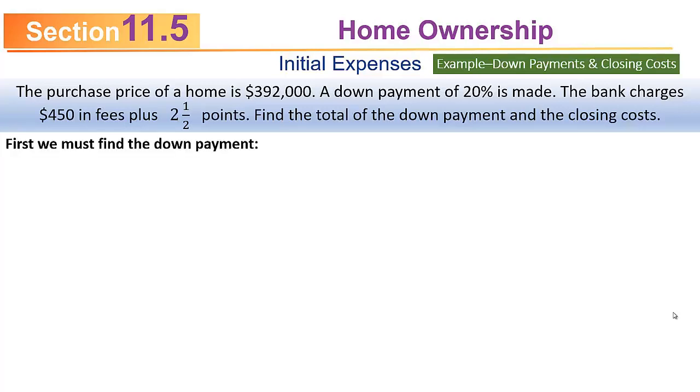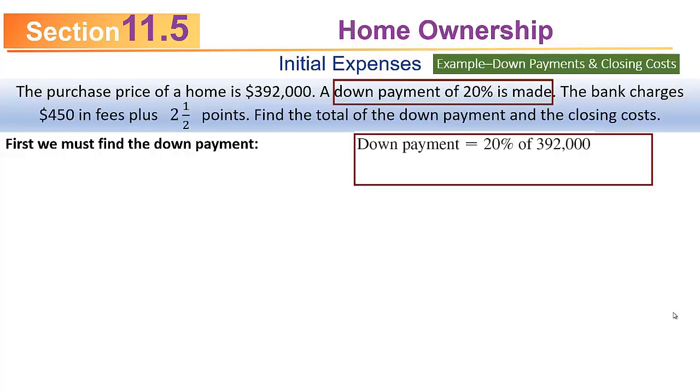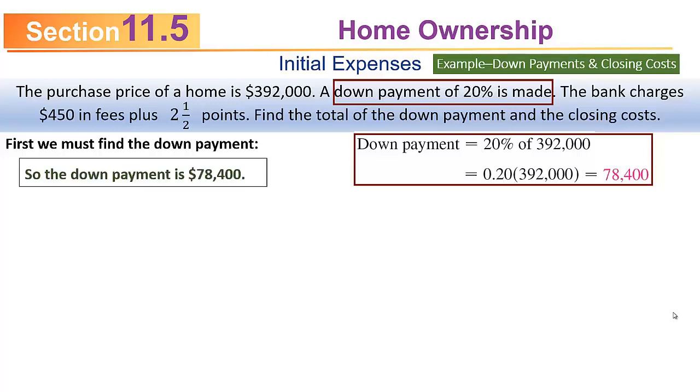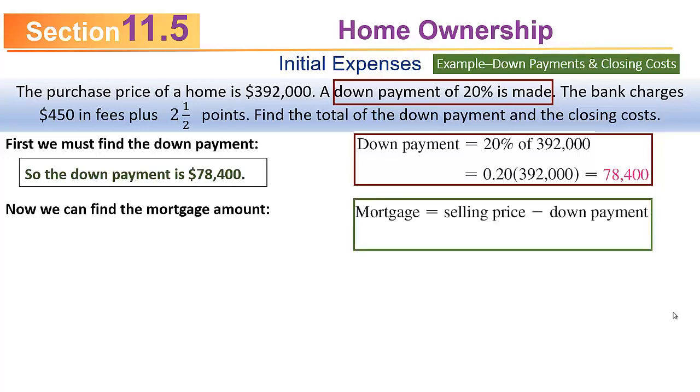So remember, the down payment is the amount you give up front. It's 20%, so you take 20% of $392,000. 20% is 0.20. When you multiply, you'll find out that the down payment is $78,400. We want to find the down payment and the closing cost. Let's move on to the closing cost by looking at the mortgage amount.